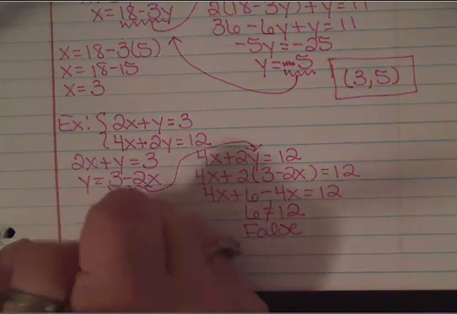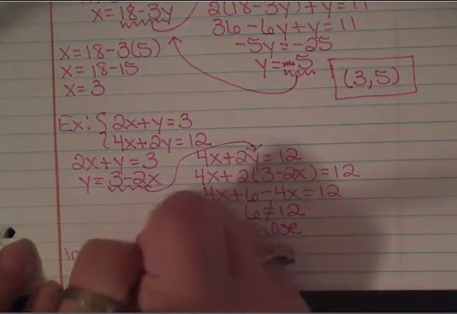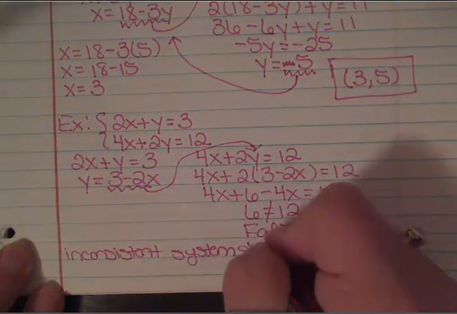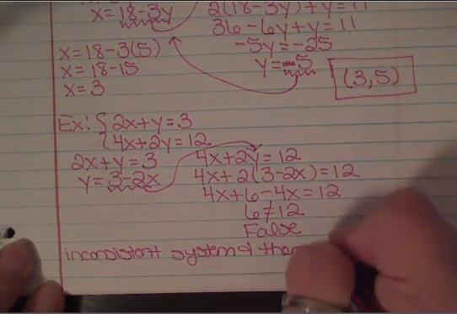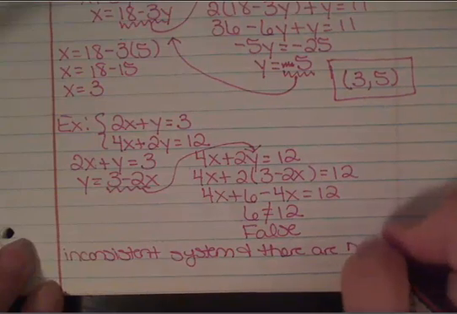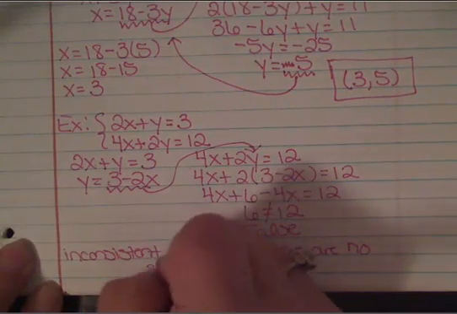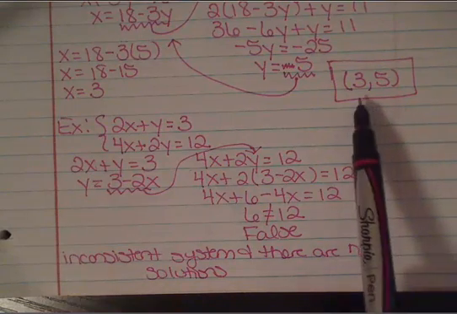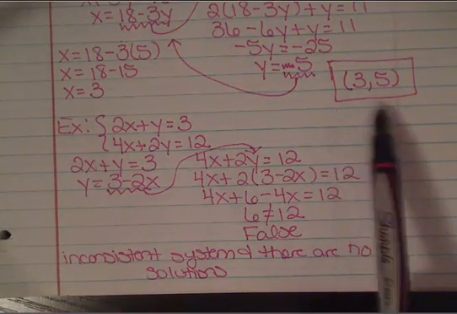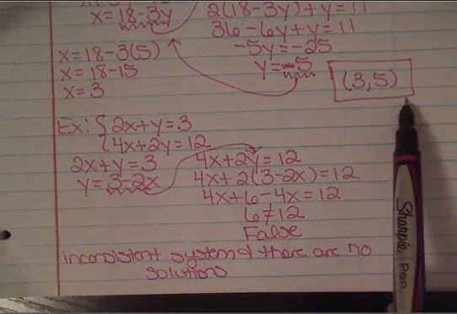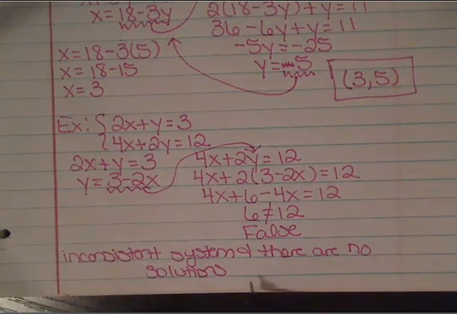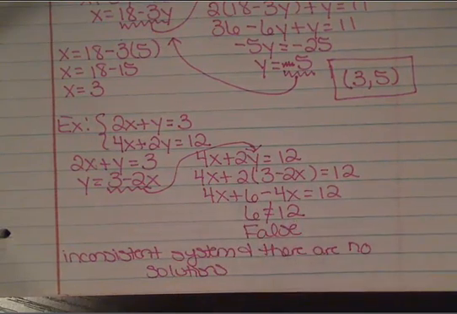inconsistent system, and there are no solutions. For the first example that we worked, we got a solution because it was a consistent system, and so that means we got 1 point. This one is an inconsistent system, so there's no solutions. We found something that was false. So that can happen. That's a totally valid answer.